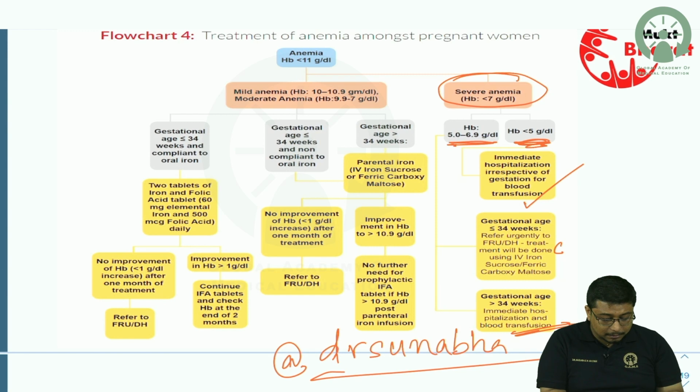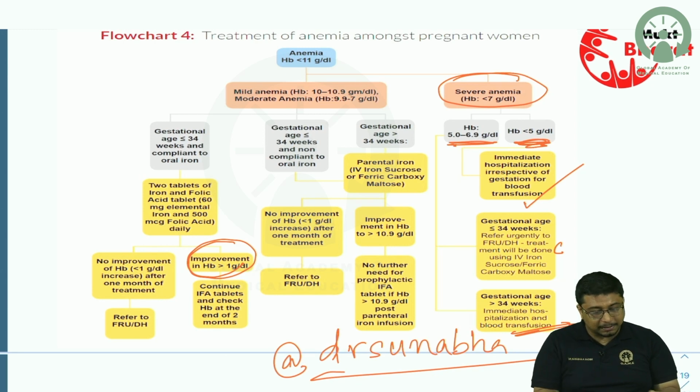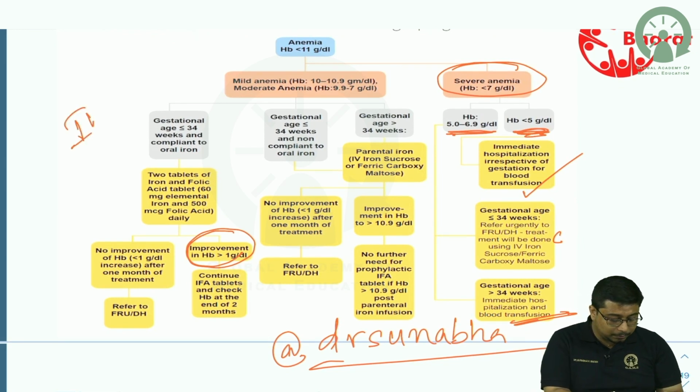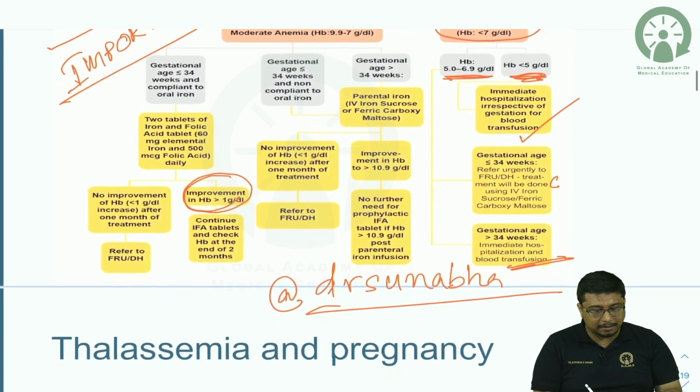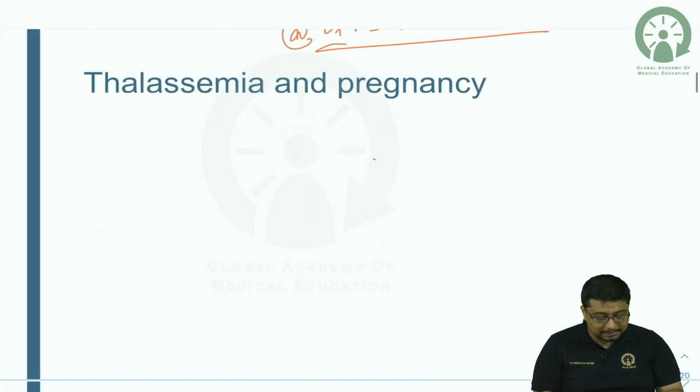So if it is anemia of say 10 to 10.9 and gestational age is less than 34, and she is compliant to iron folic acid, then we can make the iron folic acid dose double. And if improvement of hemoglobin is 1 gram per dl after 1 month, then we can continue with the same treatment. It is absolutely algorithm based, and this is something you need to know by heart. Go through this table. This table is available everywhere. You can find it under my Instagram handle, Dr. Sunabha.